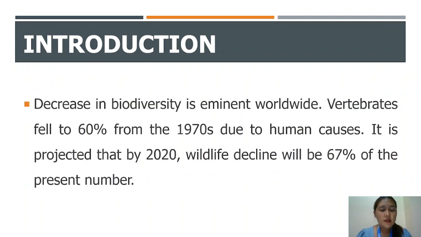So decrease in biodiversity is eminent worldwide. When we say eminent, it is well known. So napaka well known niya worldwide, hindi lamang sa Philippines. Vertebrates fell by 60% from the 1970s due to human causes or human activities. It is projected that by 2020, wildlife decline will be 67% of the present number. The Worldwide Fund for Nature and Zoological Society ng London report an annual decrease in wildlife by 2%.